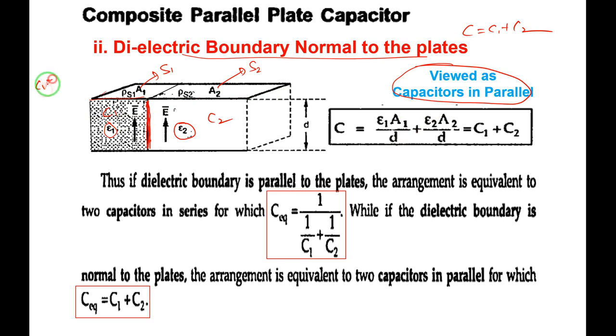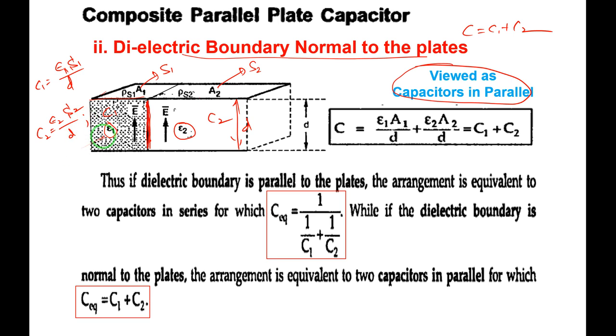C1 is, just as we have seen, epsilon 1 into surface area. The surface area is different here, so I have to write S1. Epsilon 1 S1 by the height, which is the same D only. The total height is D. So how to calculate C2? C2 is equal to epsilon 2 into the surface area of plate 2, divided by D.